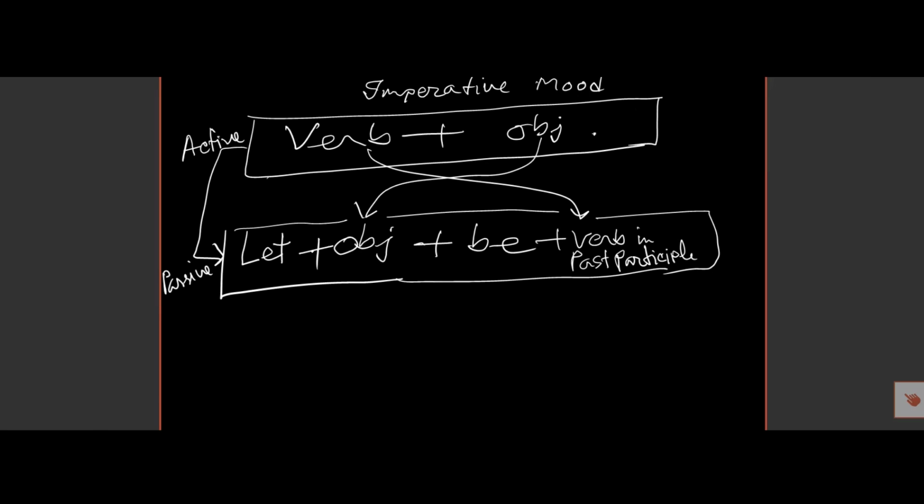I repeat, if the active voice begins with verb, then object, in that case, we must begin the passive voice with let. Then after let, the object will be here. Then we must put here be, and the verb will be past participle after be. So let's see an example.